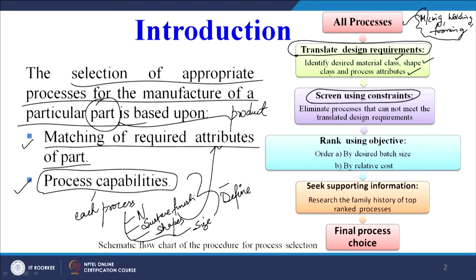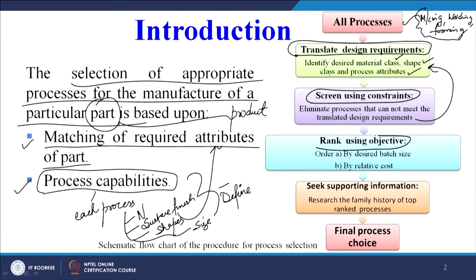Eliminate the processes that cannot meet the translated design requirements. So, the translated design requirements are here, and we have to screen out the processes, we will eliminate those processes from our list which do not satisfy the translated design requirements. Then once we further screen out these processes, we rank using the objective. The order can be by the desired batch size, the number of products to be produced, by the relative cost. So, you can see the cost is coming towards the end.